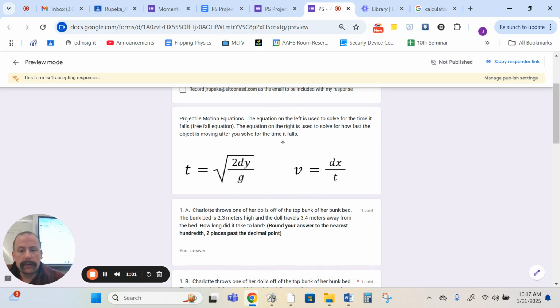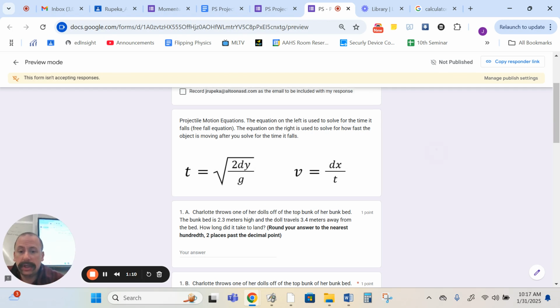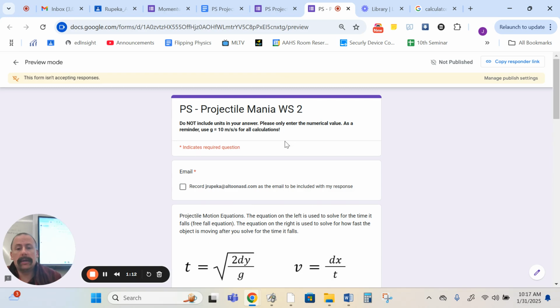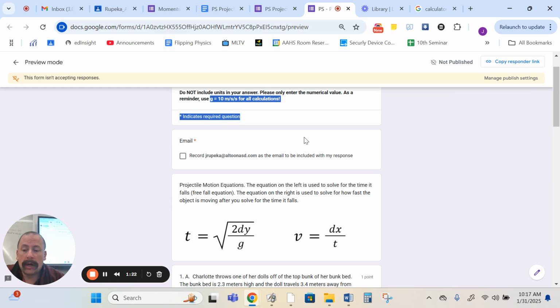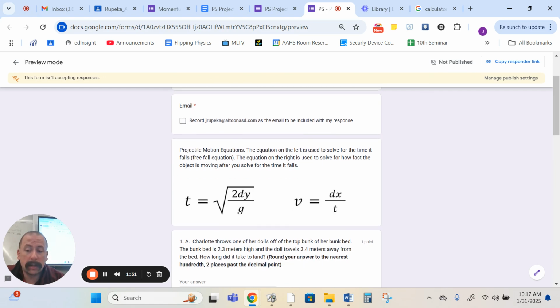We take the square root of everything underneath, which is 2 times dy, which would be the height above the ground, divided by the acceleration of gravity, g. Please keep in mind, for g, please use g is 10 meters per second squared for all calculations, as I'm making the numbers be a little bit nicer that way. Please be advised that if you are asking Google, it uses a different value, so you will not get the same answer as them. It will be off by a little bit.